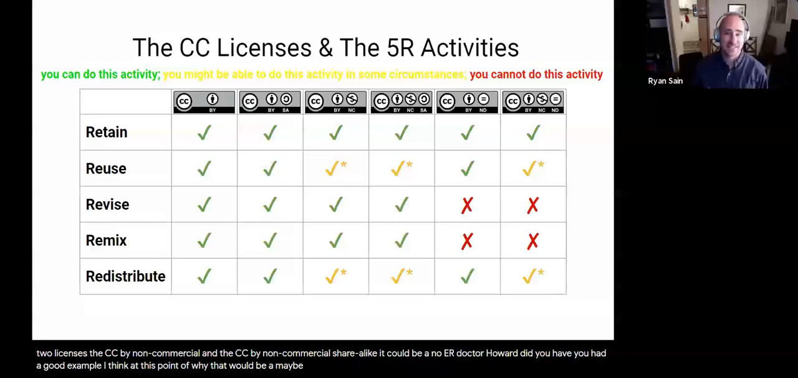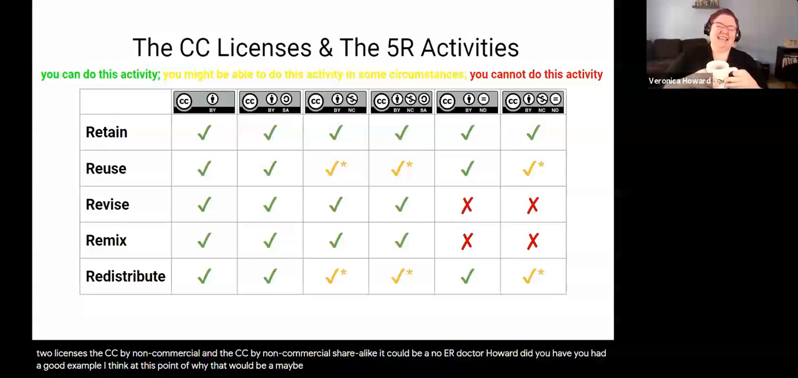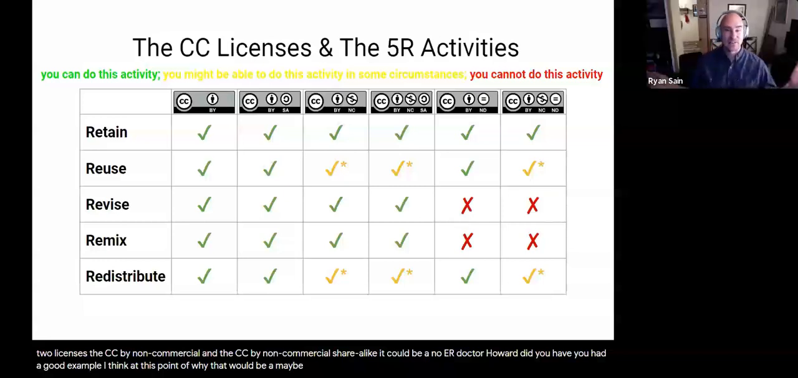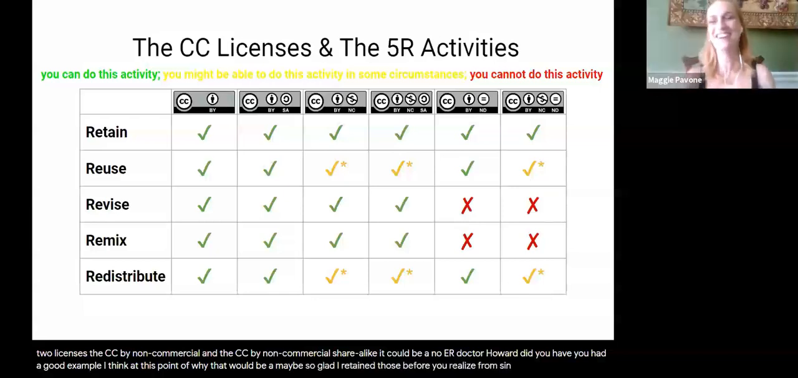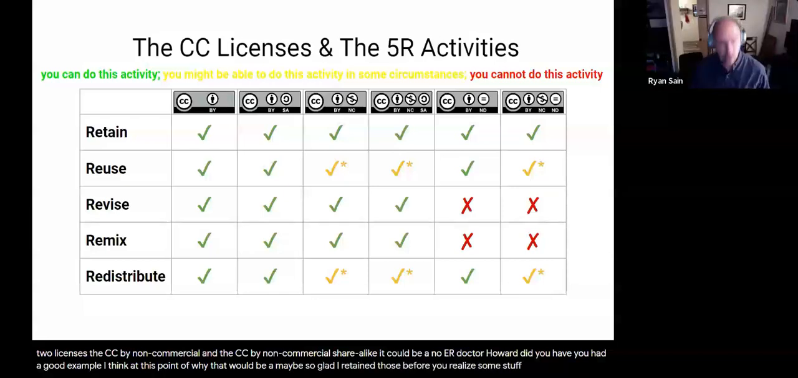What's hilarious is that over the years, Veronica is slowly converting me to use that non-commercial license. It's a bit of a joke. Isn't that great? The beauty of OERs, right? You can change people's behavior. I'm so glad I retained those before you relicensed them. No, and I'm not going to relicense.